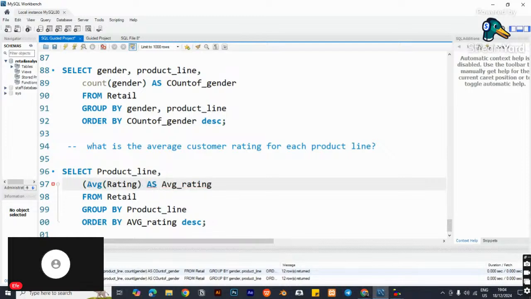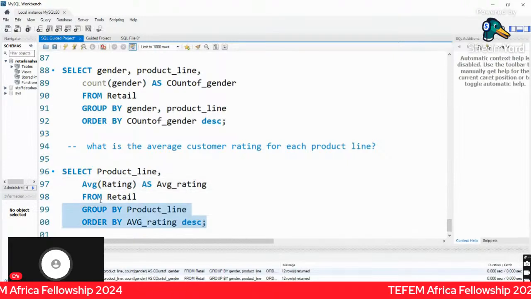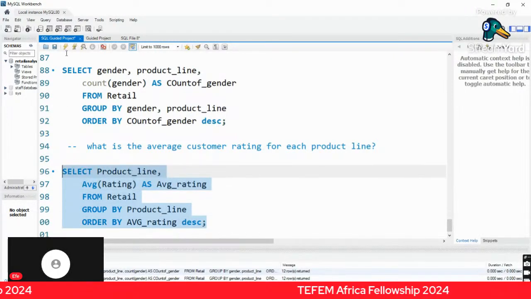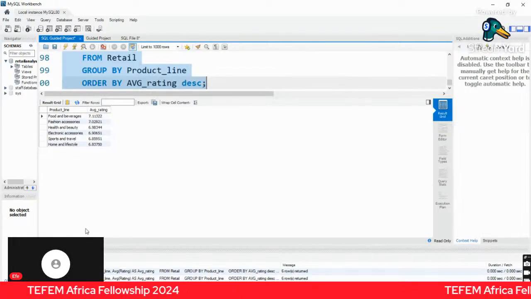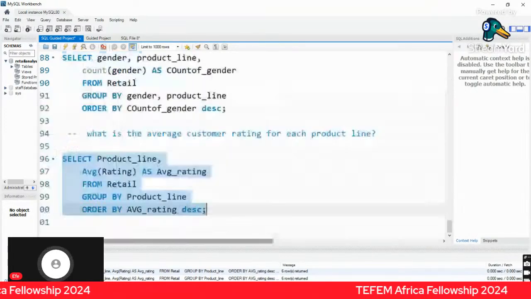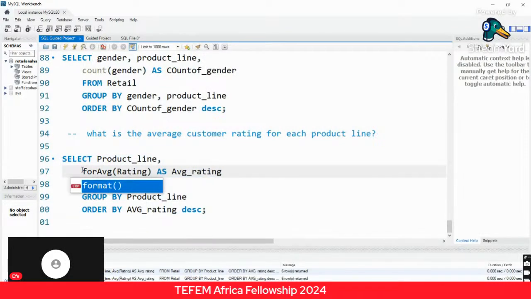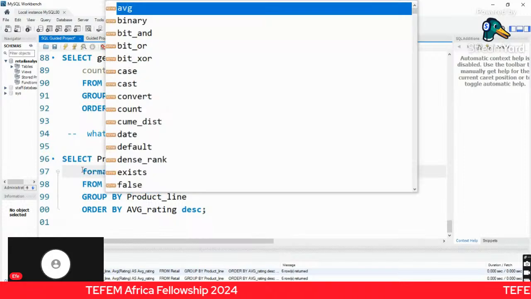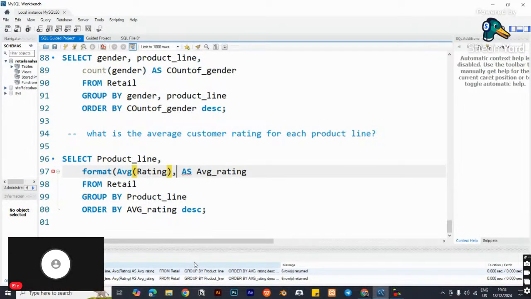What is this issue? Okay, we have a comma here. All right, so if we run and hatch this query, this is what it will give us. Okay, I think this is why I need to use my format. Let's format this. Why is it giving me that? Let's format it to two decimal places or one.